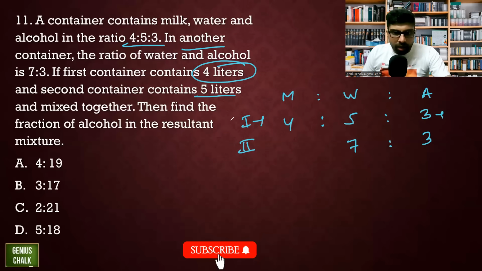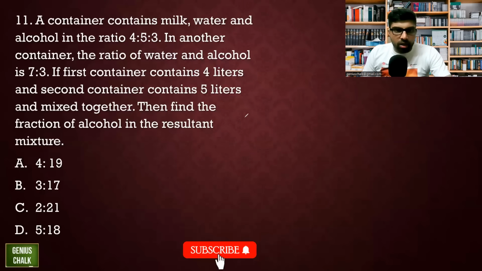Okay, what I'll do is I'll write this here so that you can understand very easily. It's like milk, water, alcohol. The first container 4:5:3. Second container 7:3. First container contains 4 liters. Second container 5 liters.